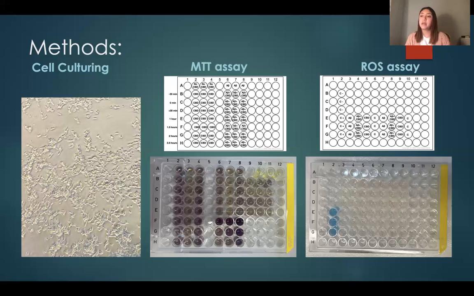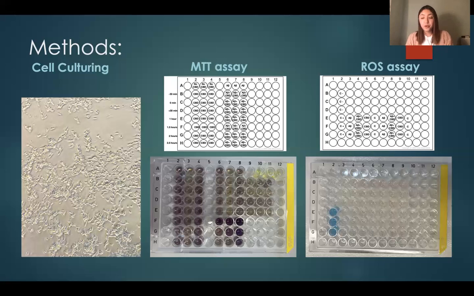In order to measure A beta toxicity and the neuroprotective properties of CBD, we performed MTT assay. The first picture right here under MTT assay shows the different conditions for the assay. And the way that MTT assay works, it is a colorimetric assay that is done to quantify the number of viable cells. MTT is a pale yellow tetrazole substrate that is cleaved or reduced by an enzyme in viable cells to yield a purple formazan product.